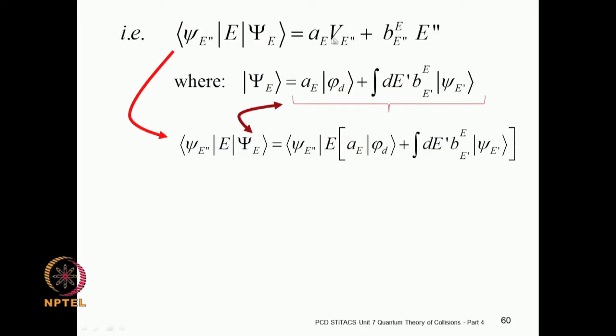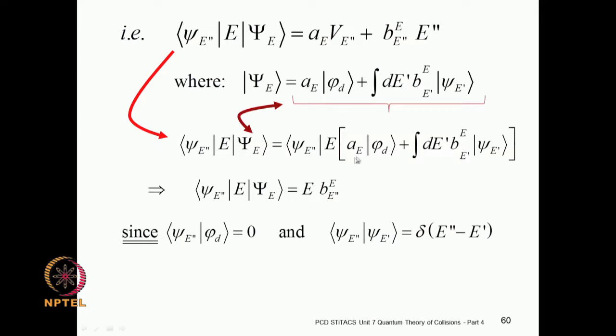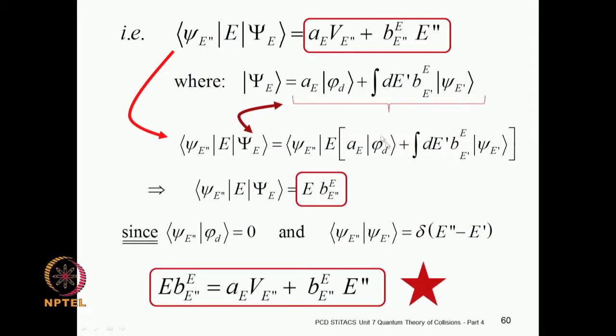Now this is the result that we got on the previous slide, and in this I now put this superposition on the right side. So now I get two terms. From the first term, E and A_E are scalars, they will come out, and you will get a projection of the continuum state on the discrete, but they are orthogonal, so that will vanish. And from the second term, you will get the scalar product of these two, which will give you a Dirac delta. So let us put both of these over here: from the first term you get 0, from the second you get a delta function, you carry out the integration, and you get only the term in E prime equal to E double prime. So you get this equation here, and this is the one which I will refer to as a red star.